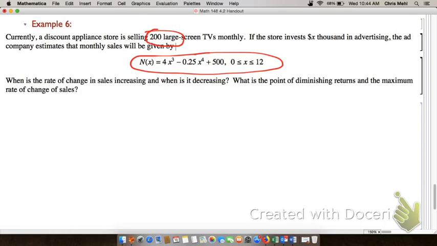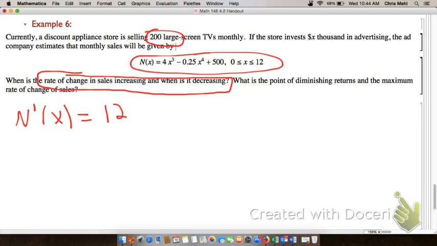Now, pay attention here. It's not when is the original function increasing and decreasing, it's when is the rate of change in sales increasing and when is it decreasing. You have to use the second derivative to determine where the first derivative, or the rate of change, is increasing or decreasing. So what we'll do is we'll start taking derivatives.